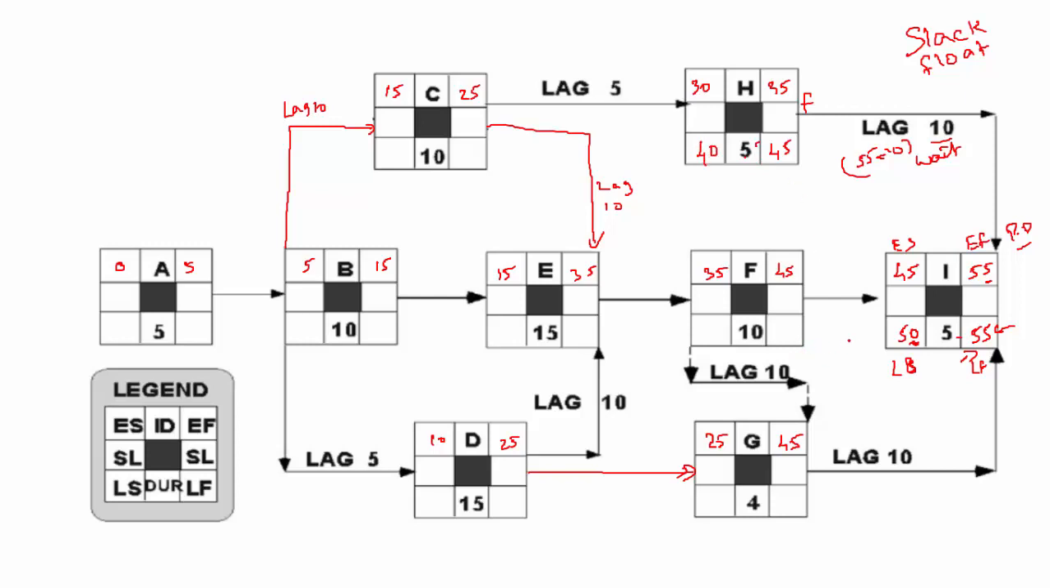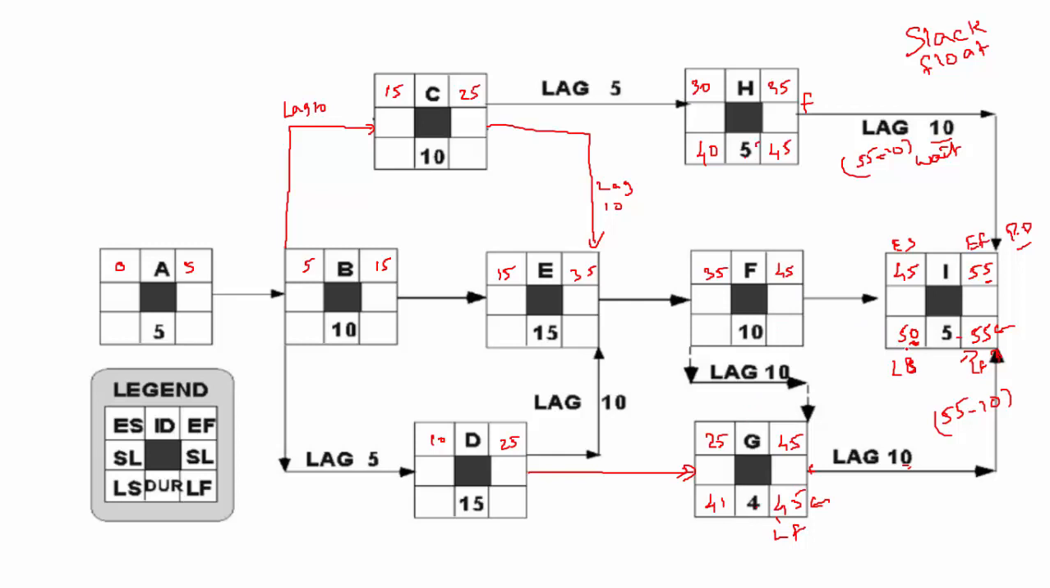Now come down here to G. Watch G here. I see there is one arrow here and there is one arrow here. I'm trying to fill the number here, which is late finish. What is the late finish of I? 55. And what is the lag here? 10. So put 10. So 55 minus 10 will be 45. And what is 45 minus 4? 41.